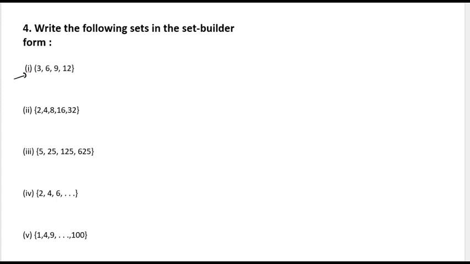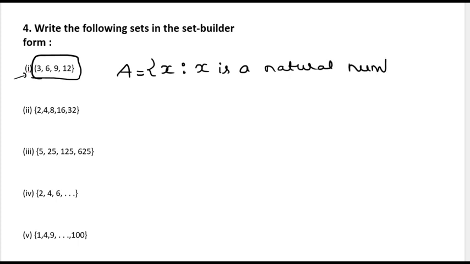Set builder form is nothing but you have to write it in sentence form. In simple language we can say that we have to write this list of elements in statement form. So consider any set. Set A is equal to the collection of all x. What is this x? X is a natural number. It is a multiple of 3: 3, 6, 9, 12. It is a natural number, right? So what is this x? X is a natural number, and it is a multiple of 3, correct?